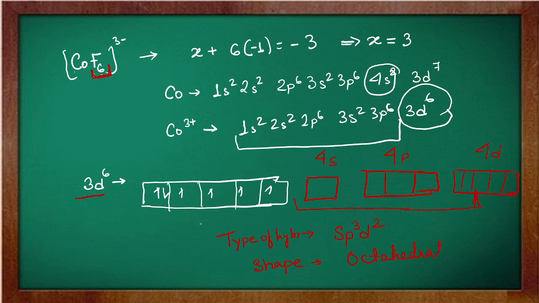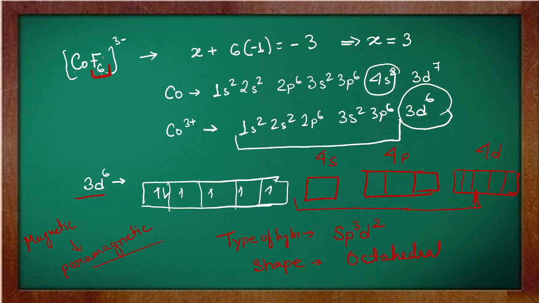Next comes your magnetic property. The next thing is that you need to see how the electrons are present. In the d orbital, you see the electrons are unpaired. So when the electrons are unpaired, the given compound is paramagnetic in nature. Paramagnetic compounds are attracted by magnetic fields. These are the paramagnetic complexes.